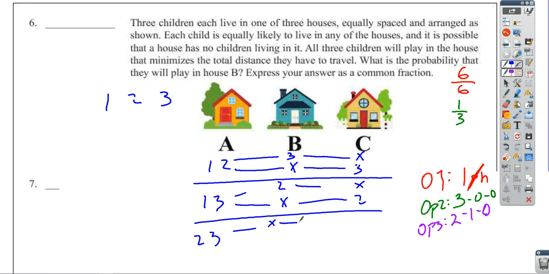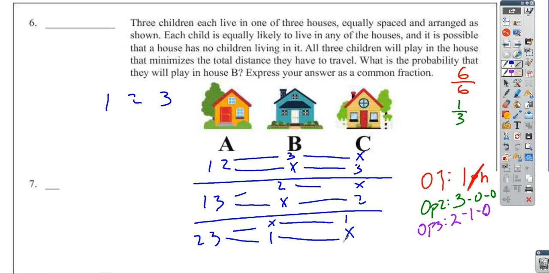1 or nobody and 1 and nobody. Do any of these options make house B the best house? No. No. And what's your job as a student? To pay attention and make notes. To take notes. So if you do not have a pencil in your hand, you're doing something wrong.